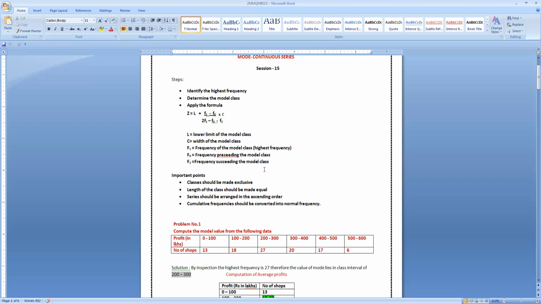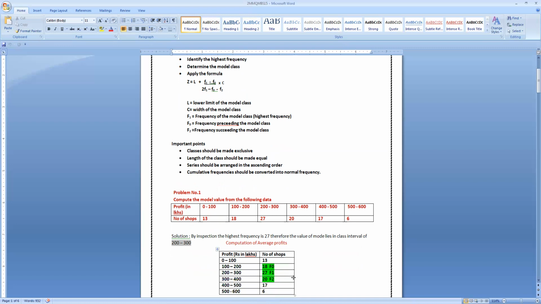Some points we should remember during the calculation of mode in continuous series. The class intervals should be exclusive, and the length of the classes should be equal. The series should be arranged in ascending order, and cumulative frequencies should be converted into normal frequencies. If the cumulative frequencies, that is less than and more than values, are given in the question itself, we need to convert them into normal frequencies.